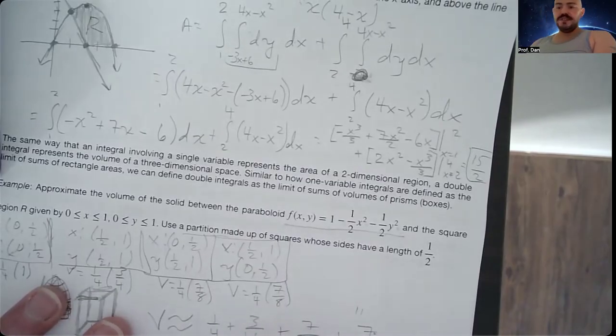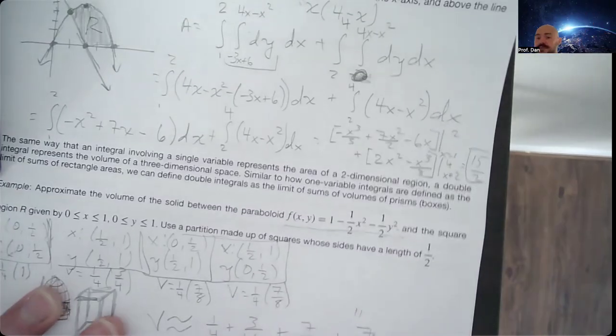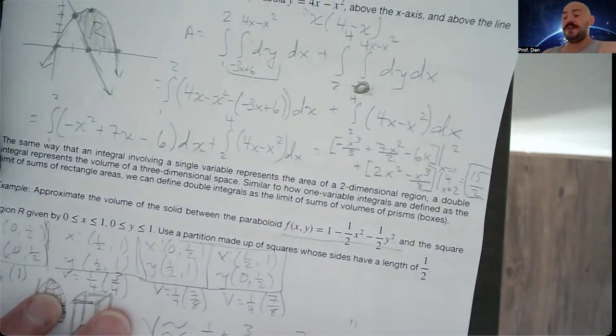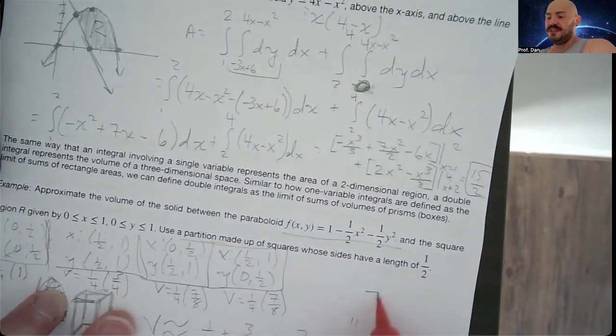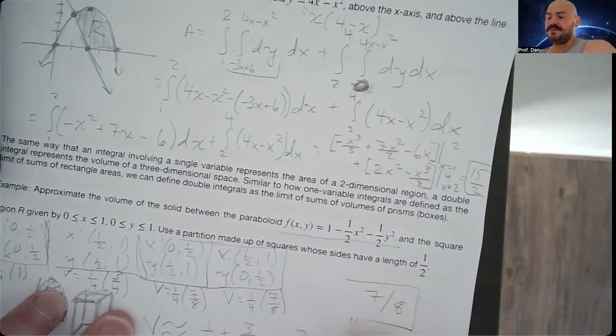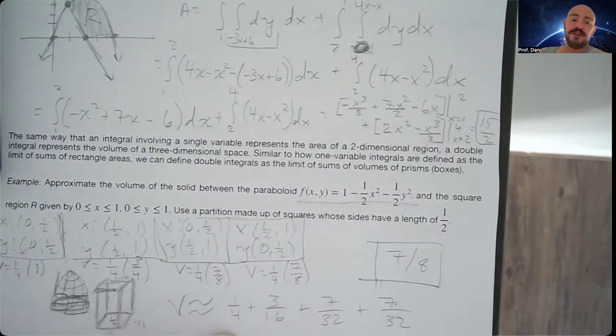7/16 plus 3/16 gives me 10/16, which does also reduce to 5/8. So if I have 2/8 plus 5/8, I get 7/8. And that would be the approximated volume of that region.